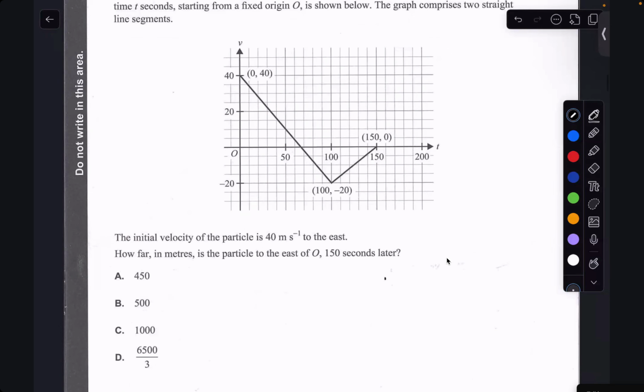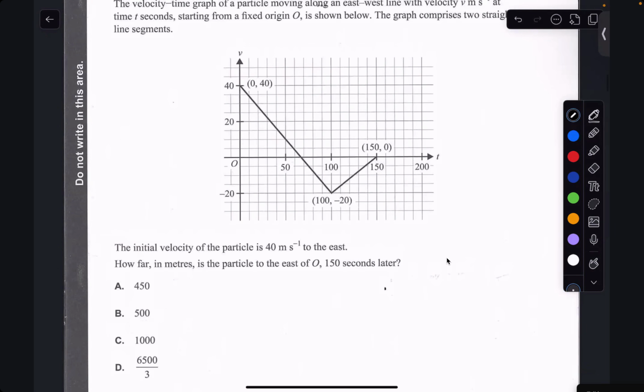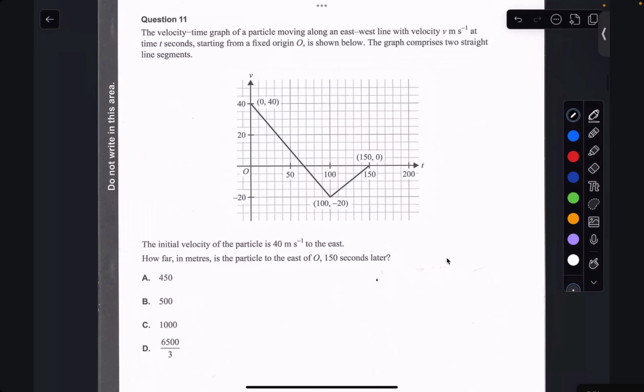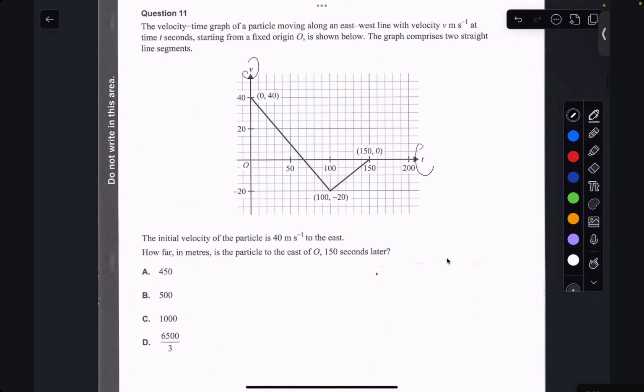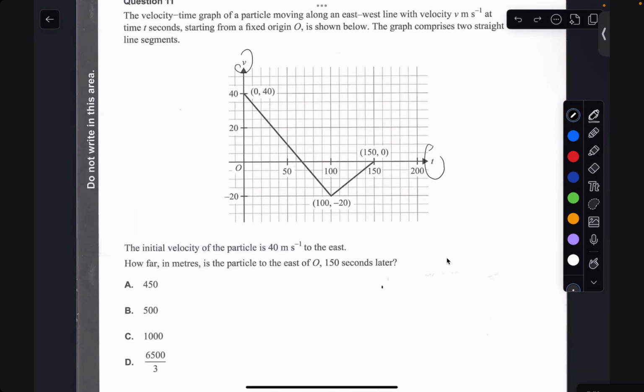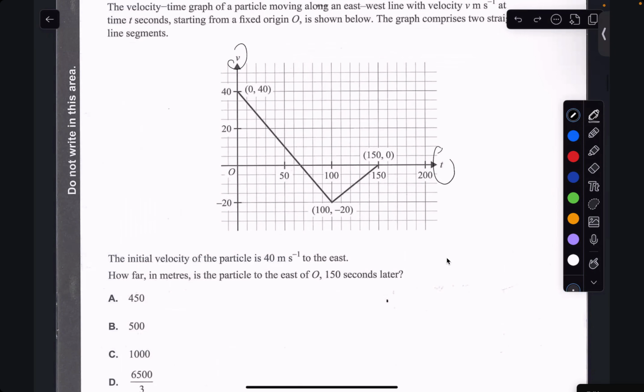The initial velocity of the particle is 40 meters to the east. How far in meters is it? 100. So this is velocity, this is time, and we want to know displacement. So I'm guessing this is east, and that's west. Okay, so how do we work out this area minus this area? Because this triangle is a bit weird. We can do the big triangle minus this trapezium, and that will end up subtracting this extra bit, but also this.